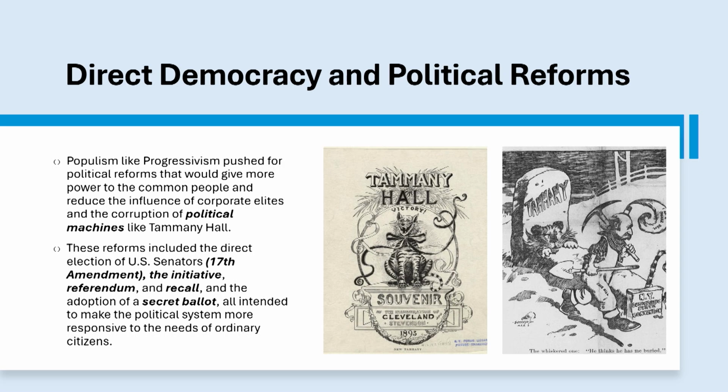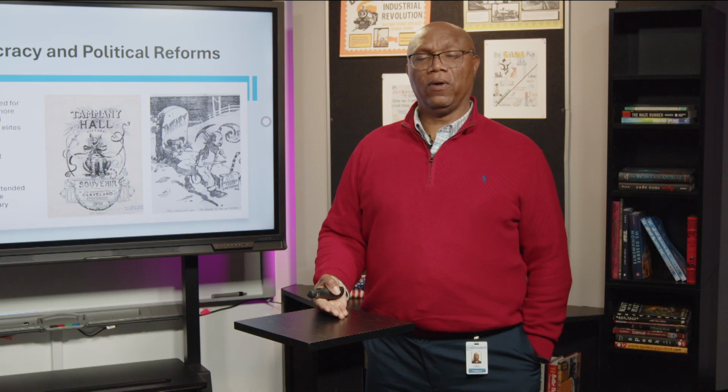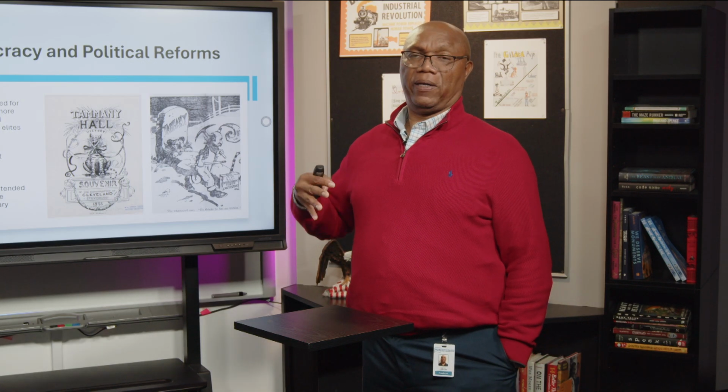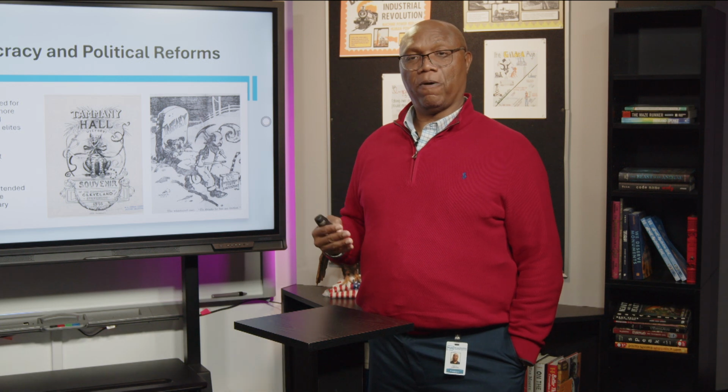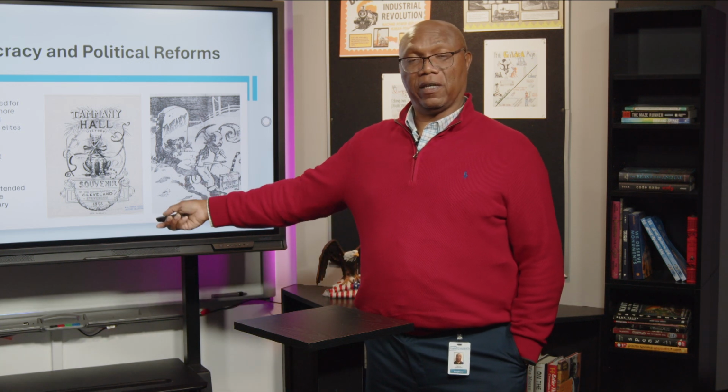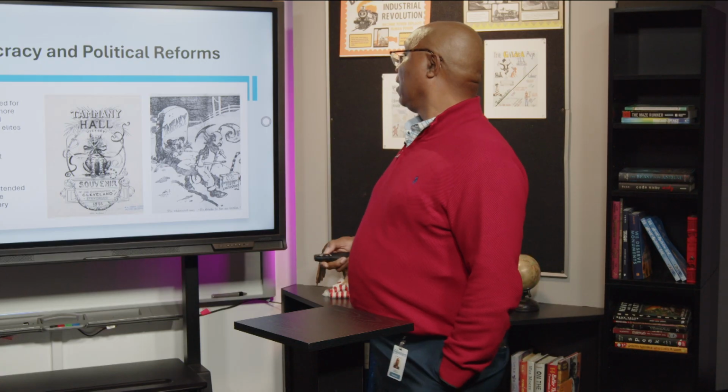And what you see over here is the cartoon, and it says Tammany Hall victory. Tammany Hall was a political machine in New York. When immigrants came off the boats from various places in Europe, they were met by these party bosses or political operatives that would encourage them, in this particular case in New York, to vote Democrat and support Boss Tweed.